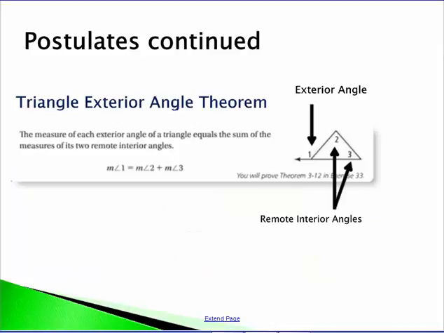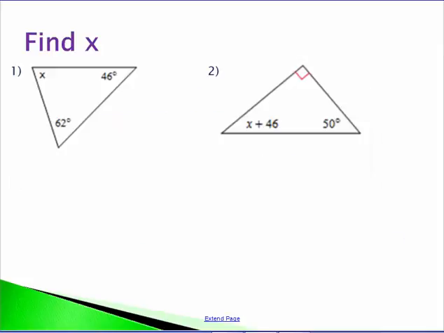So triangle exterior angle theorem says that the measure of each exterior angle of a triangle equals the sum of the measures of the two remote interior angles. So the remote interior angles are the two that it's not touching. So if I take any side of a triangle and I extend it so it's a ray, that forms an exterior angle. That angle is the other two added together. We're going to use that property a lot in this section.